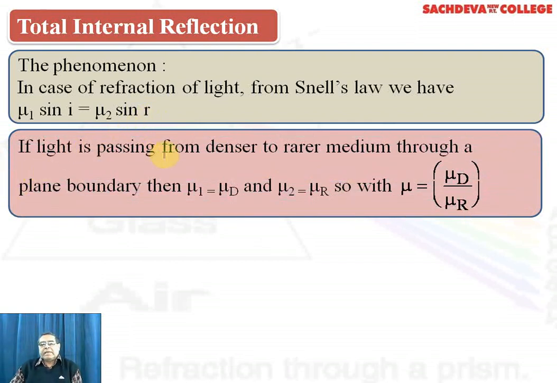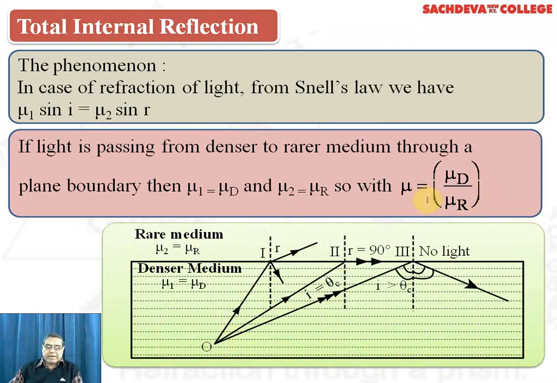If light is passing from denser to the rarer medium, as I have explained earlier, through a plane boundary or the free boundary, then mu1 is equal to mu d, that is the refractive index of the denser medium, and mu2 is equal to mu r, that is the refractive index of the rarer medium. So mu equal to mu d over mu r, where mu d stands for the refractive index of the denser medium, the first medium, and mu r stands for the refractive index of the rarer medium, the second medium.